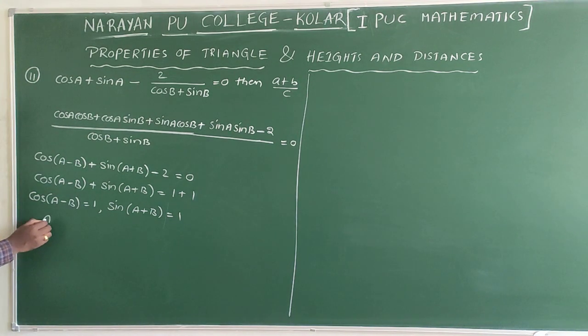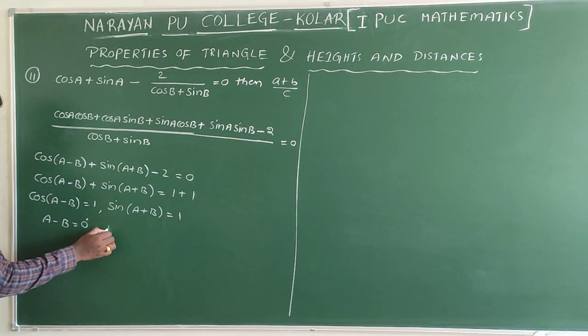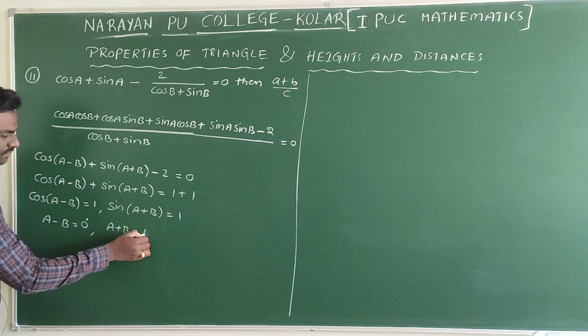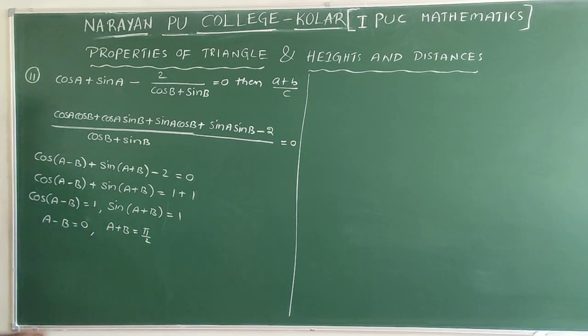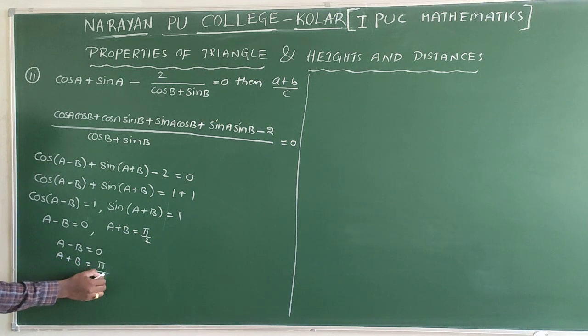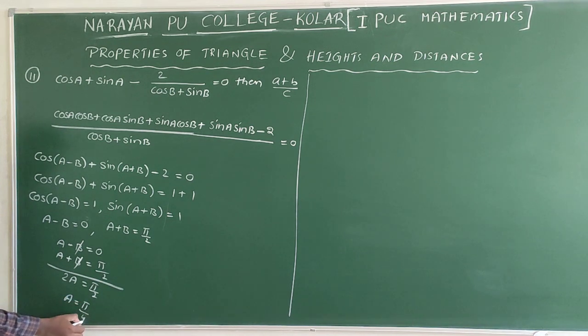Now from this we will get A minus B equals to, when cos value is 1, 0 degrees. When sin value is 1, pi by 2. Now simplify these two. A minus B equals to 0. A plus B equals to pi by 2. If you add these two, B and B gets cancelled. 2A is pi by 2. A is pi by 4.